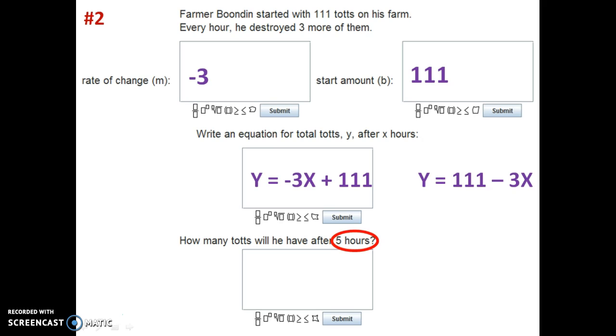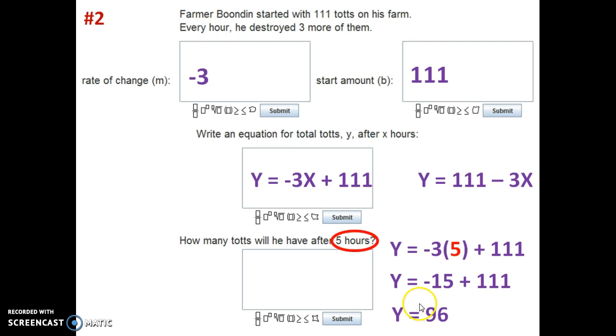Well, here we would substitute 5 in for our x and then use our rule. So negative 3 times 5 is negative 15 plus 111. And negative 15 plus 111 is 96. So we have 96 tots after 5 hours.